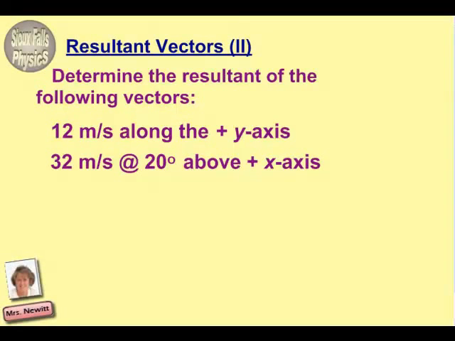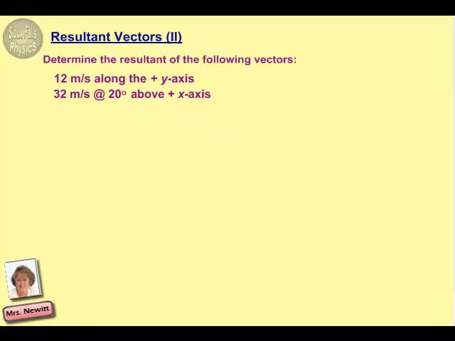Future Sioux Falls physics teachers looking at a practice problem on resultant vectors. Here we have two vectors. Notice that these two vectors are representing velocities. So a vector could be a velocity, could be a displacement, could be a variety of things, but these are velocities. 12 meters per second along the y-axis and 32 meters per second at 20 degrees above the x-axis.